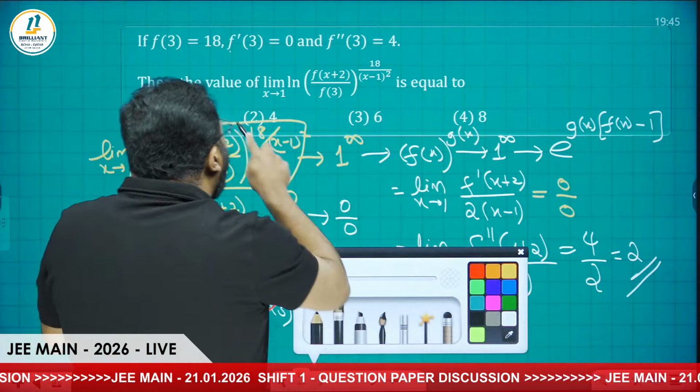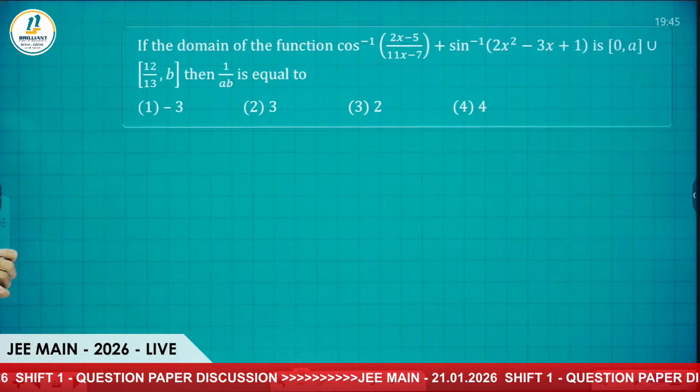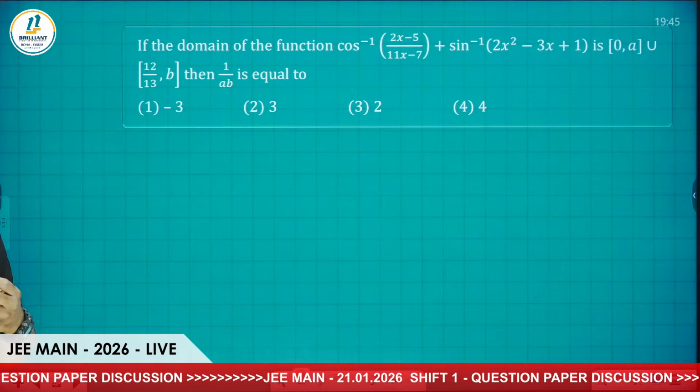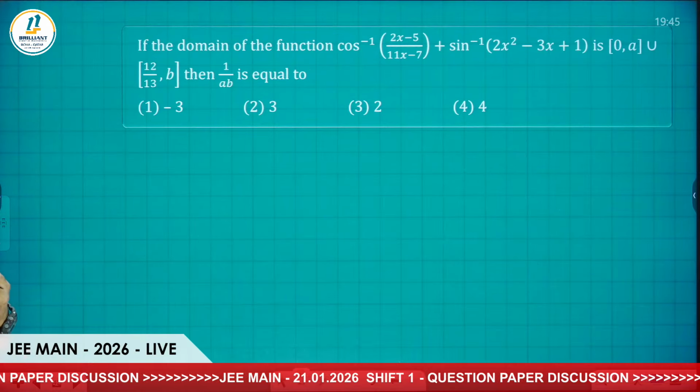Again, see, this is very common: 1 raised to infinity, 0 by 0. These are repeatedly asked indeterminate forms of limits in JEE Mains. Study how to handle these kinds of indeterminate forms. That is the only logic here. Next question, domain of the function.